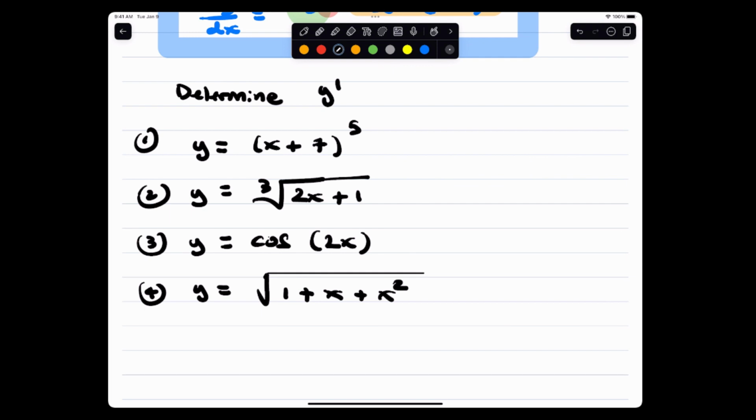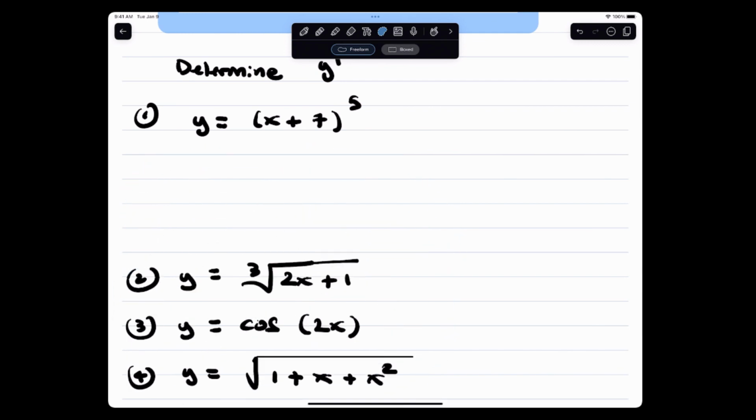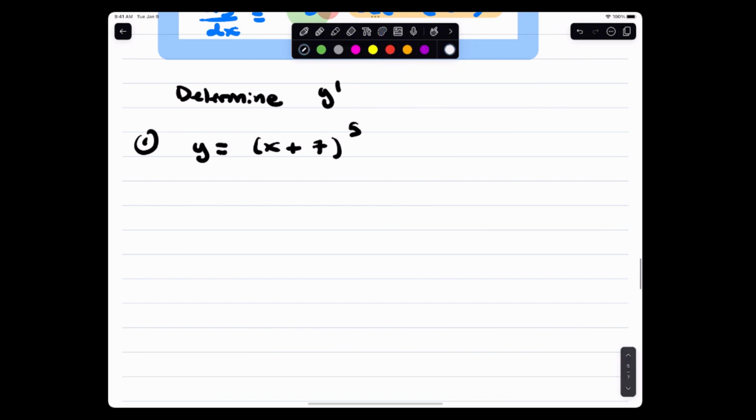Let's try these out. Okay, at least get a few of them under our belt, right? So let's try this, okay? So ladies and gentlemen, what's the inside function for the first one? There it is, x plus 7. You guys okay with that? So far, so good? u is x plus 7.